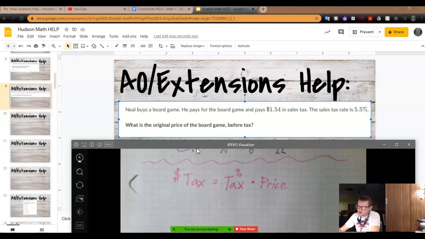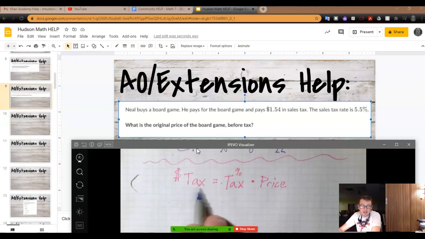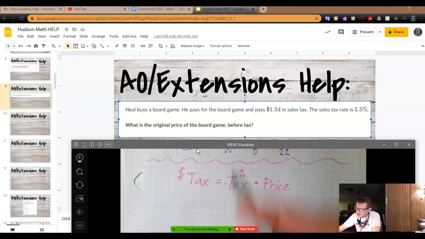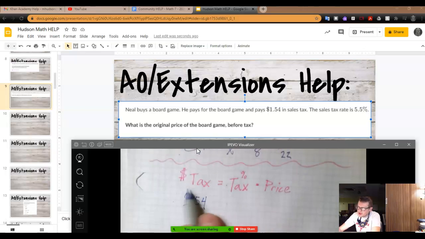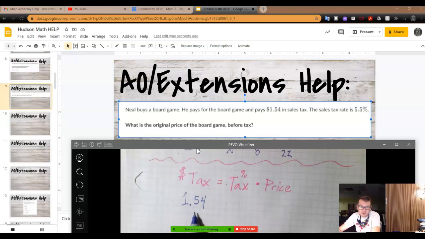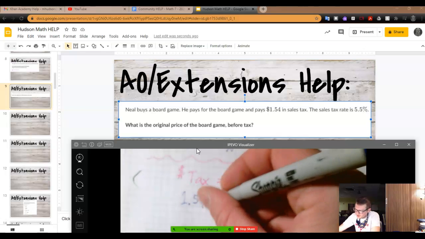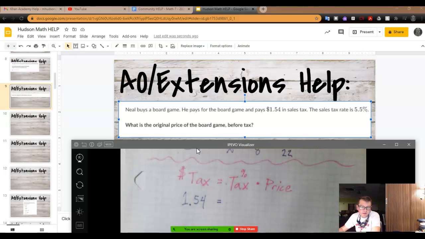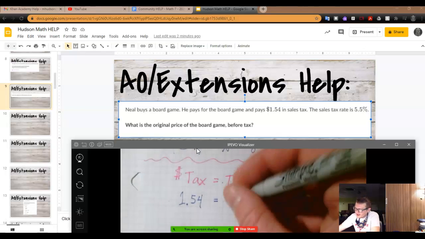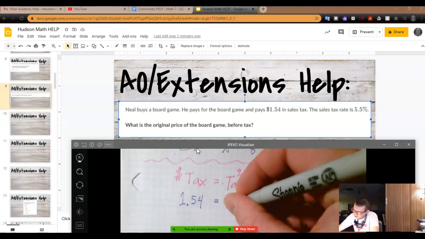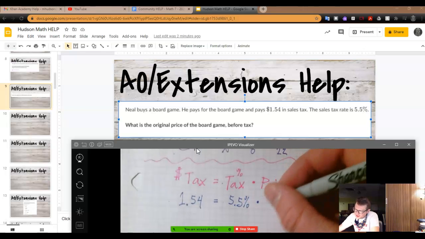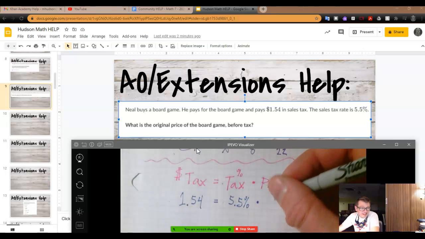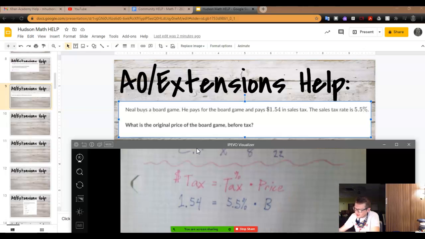So here we have to ask ourselves, what do we know? Well, we know the amount he pays in tax. He pays $1.54 in tax, so that is going to go right here for the amount of money in tax. Does it make sense why we put the $1.54 over here? Yeah. So then that's going to be equal to 5.5% times the price of the board game, which let's call B for board game price.